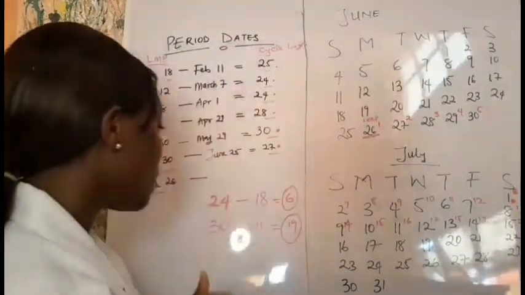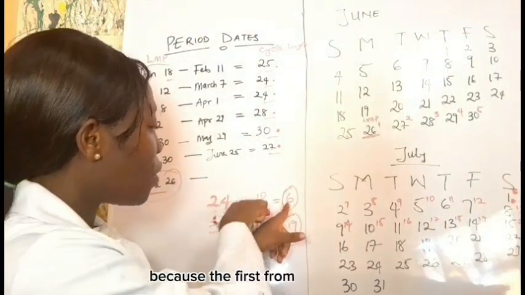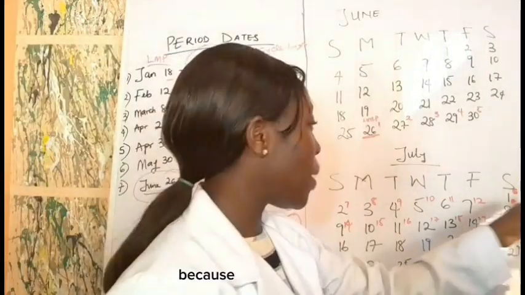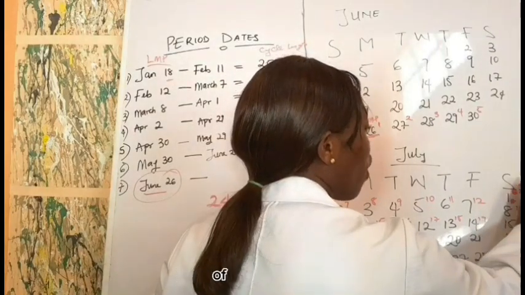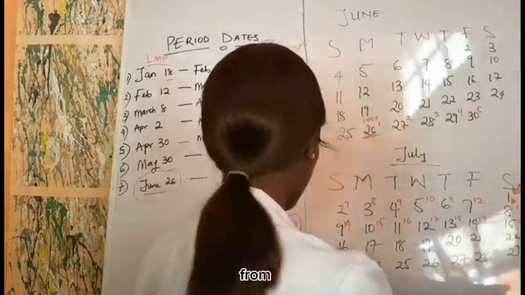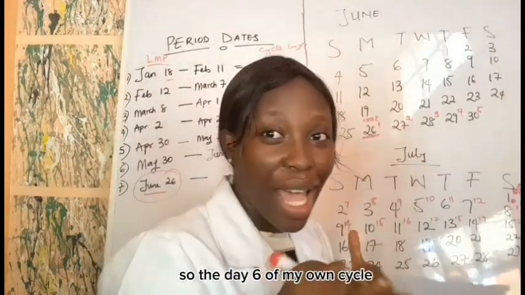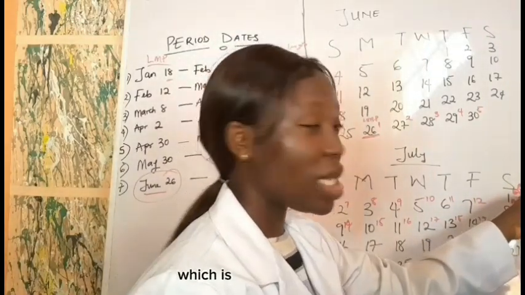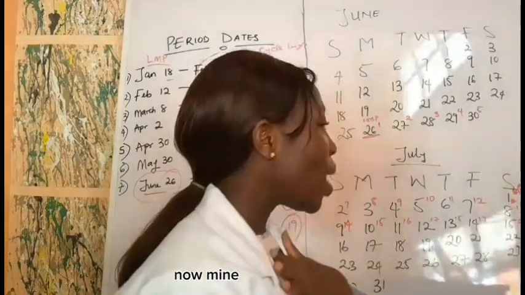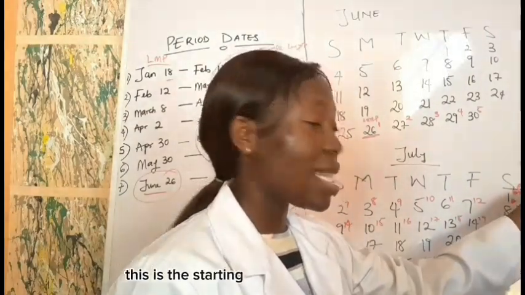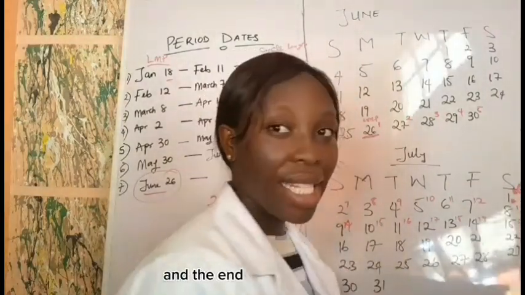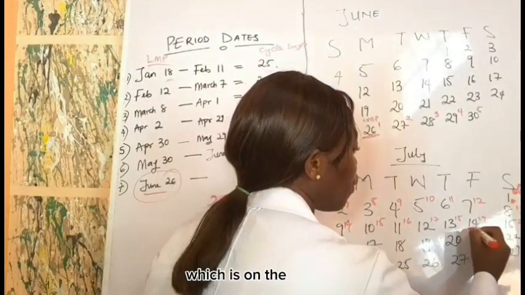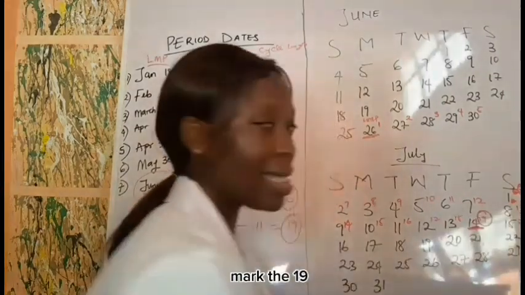Why am I stopping here? Because from this calculation, I got 6 and 19. And here, I marked 6 because this is the beginning of my fertile period. So day 6 of my own cycle, like in June, is on July 1st, which is day 6 of my cycle. Now, this is the starting point for your fertile period, and the end of your fertile period in this month, I got 19, which is on the 14th of July, might be 19th.